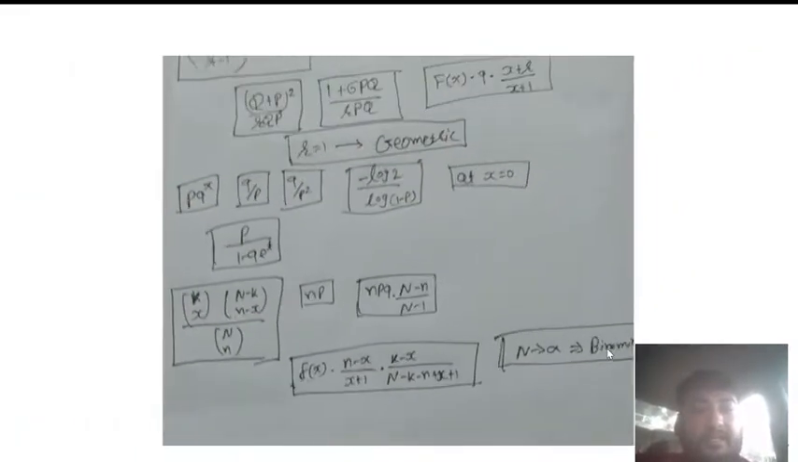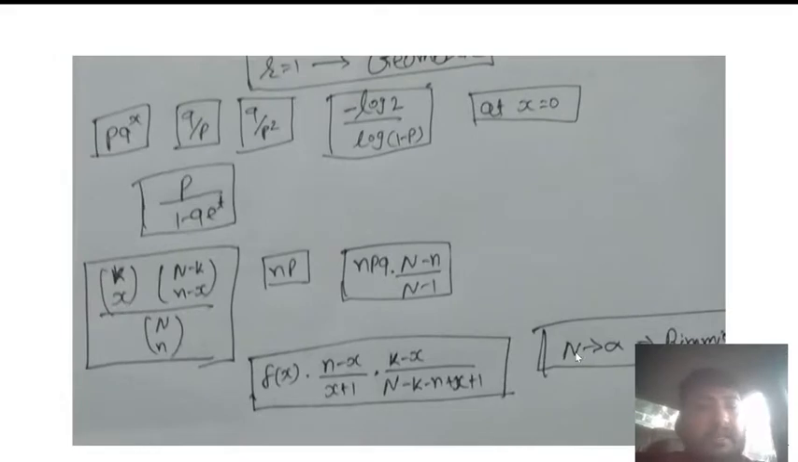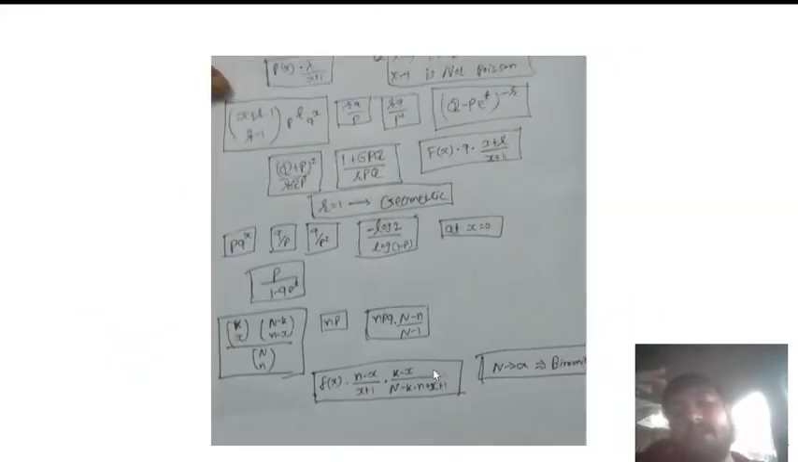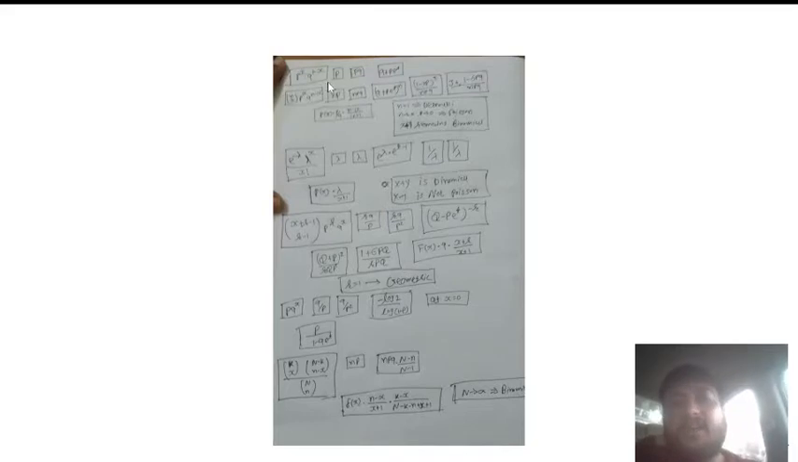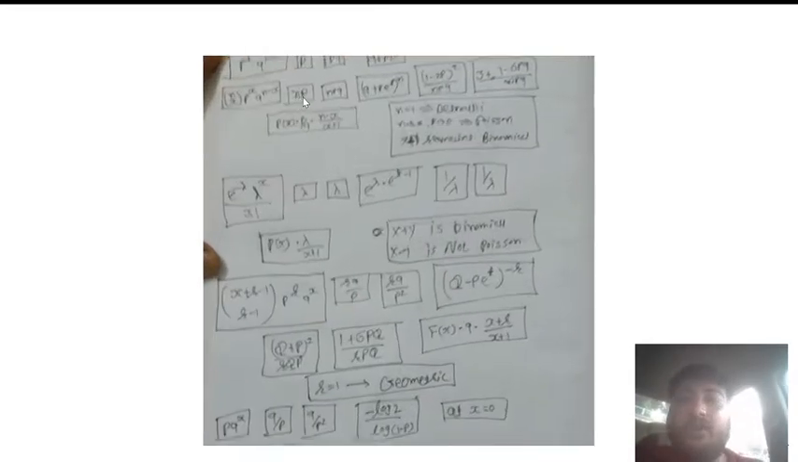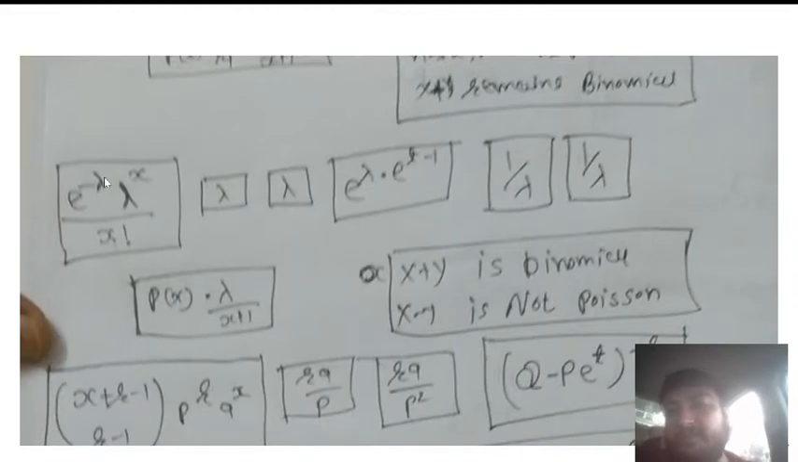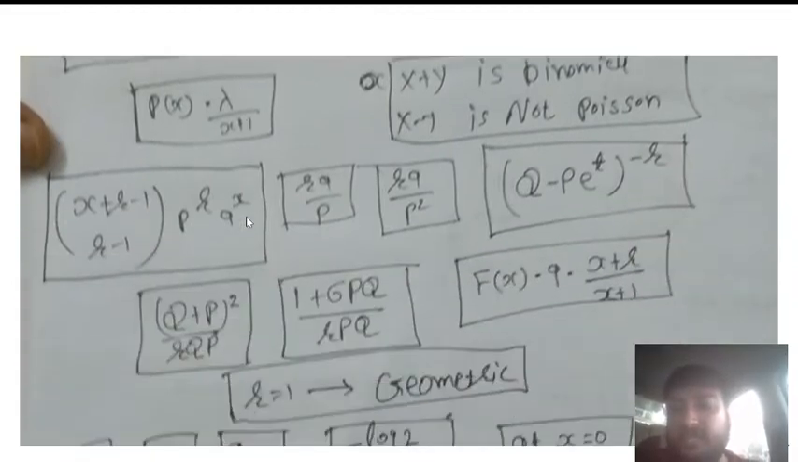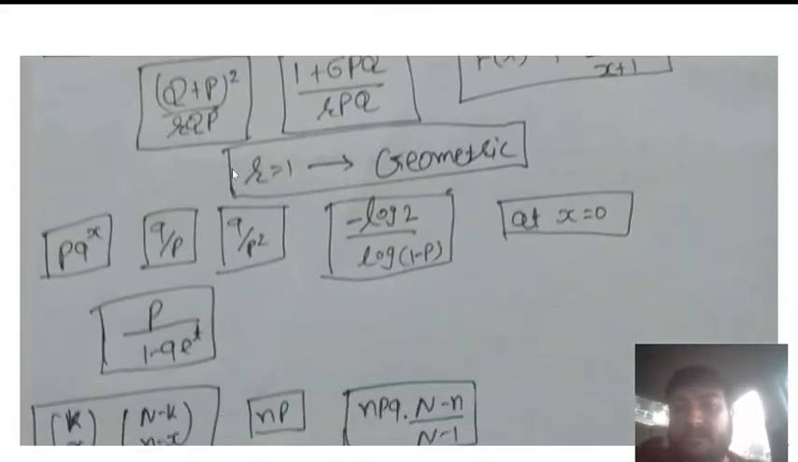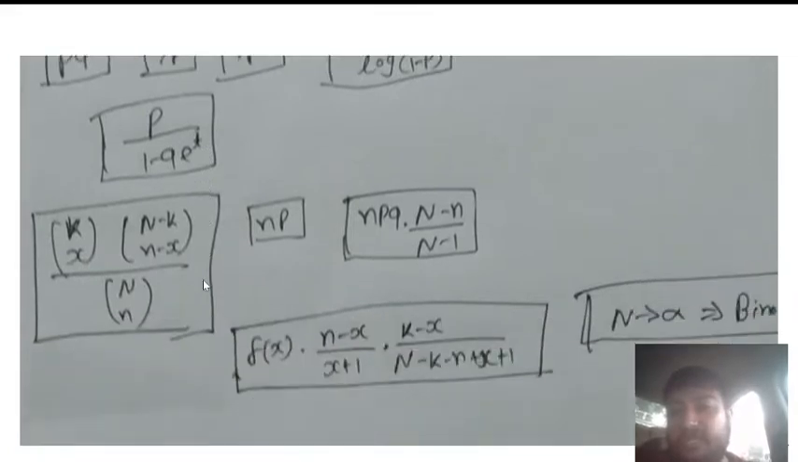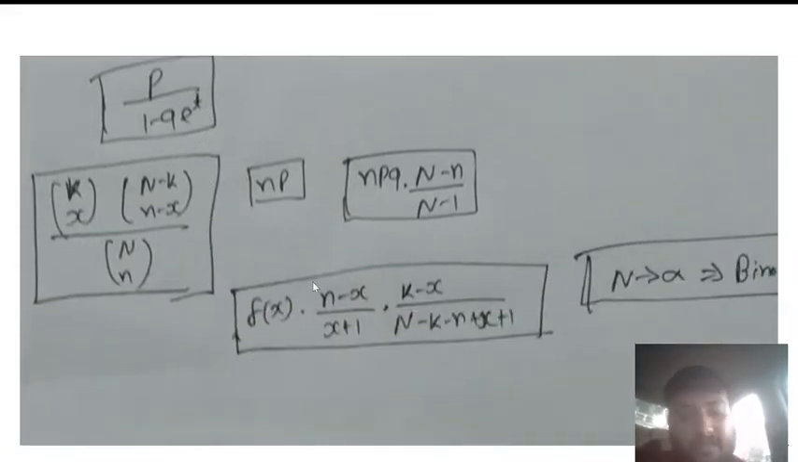And if N tends to infinity, this number of total population is so much higher or infinite, then it turns into the binomial distribution. This is the hypergeometric. So that was it, guys. This was the Bernoulli distribution. Then we have seen the properties of the binomial distribution, then the properties of the Poisson distribution. Then this is the property of the negative binomial distribution, and this is the property of the geometric distribution, and this is the property of the hypergeometric distribution.